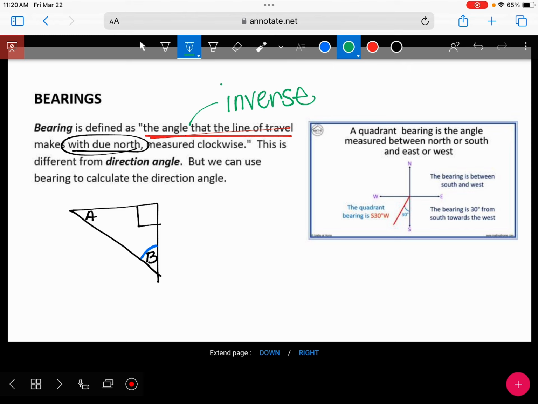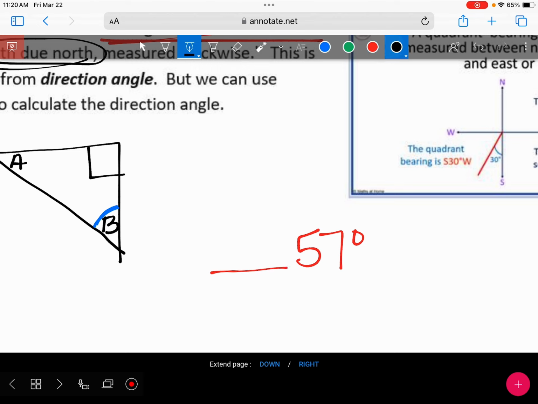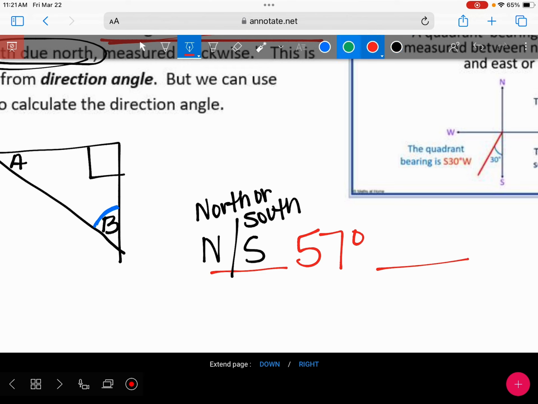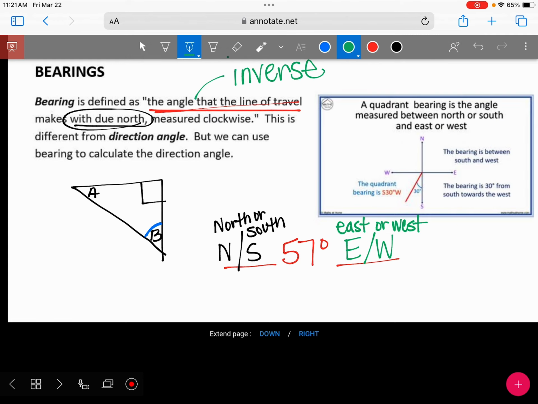And the last thing to keep in mind is whenever we have an angle, for example, let's say it's 57 degrees. I just made up that number. On the left side of the bearing, we put north or south, if the direction is north-south. And then on the right side is east or west. Okay, so that's just a really generic and brief introduction to it.